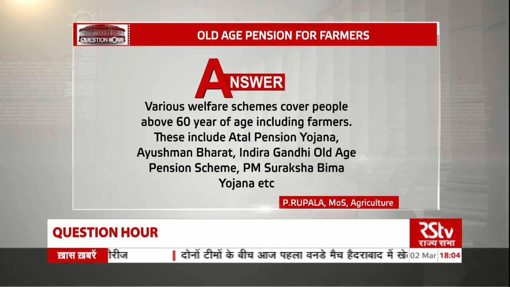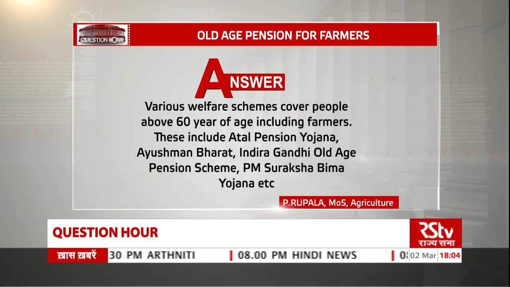Now, some of these schemes are the Atal Pension Yojana, APY, Ayushman Bharat Pradhan Mantri Jan Arogya Yojana, Indira Gandhi Old Age Pension Scheme, Pradhan Mantri Suraksha Bima Yojana, Integrated Program for Older Persons, Rashtriya Vayoshri Yojana, Rashtriya Swasthya Bima Yojana, and Pradhan Mantri Vay Vandana Yojana.